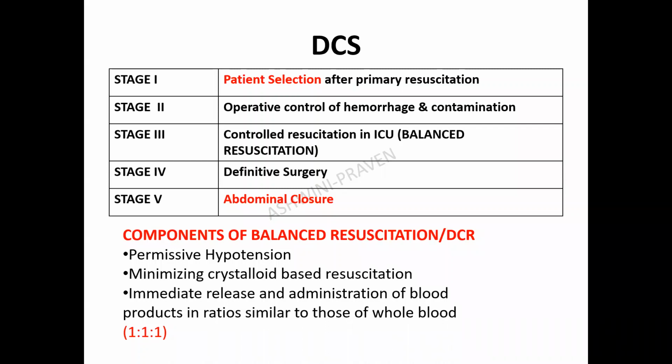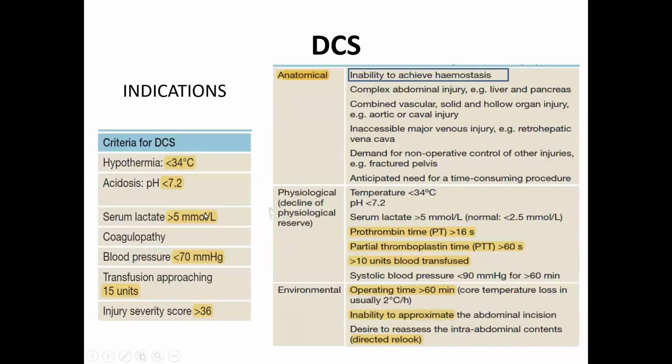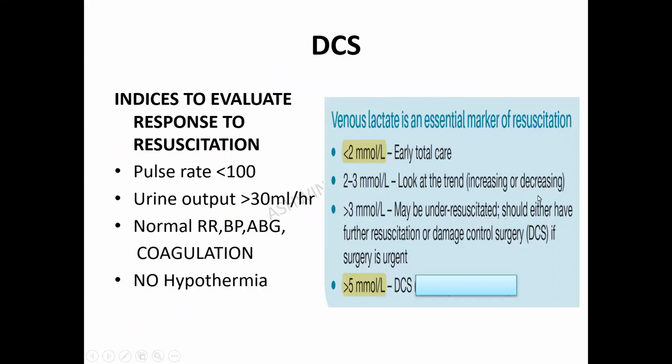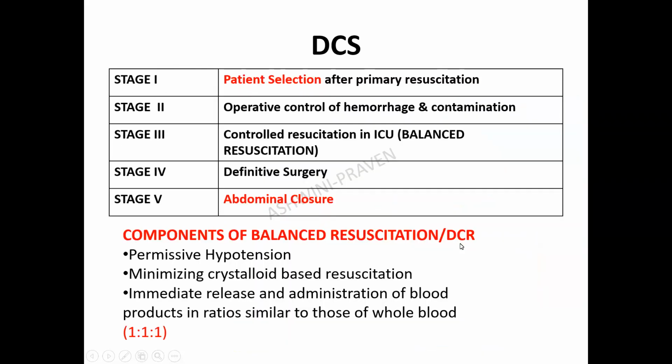Stage 4: once resuscitation is complete, look out for all those parameters again: the temperature, pH level, lactate level, everything. See here, this table is important. If the patient has lactate more than 5, completely DCS only. If less than 2, early total care can be taken up. If it is 2 to 3, look at the trend, whether it is increasing or decreasing. If it is more than 3, either continue resuscitation or just proceed with damage control only. Once the lactate levels have improved, you can go on to stage 5. Stage 4 and stage 5 only after the physiological parameters have improved.